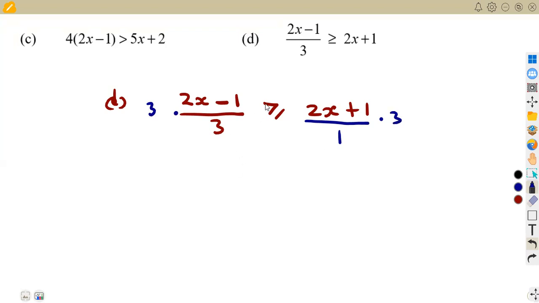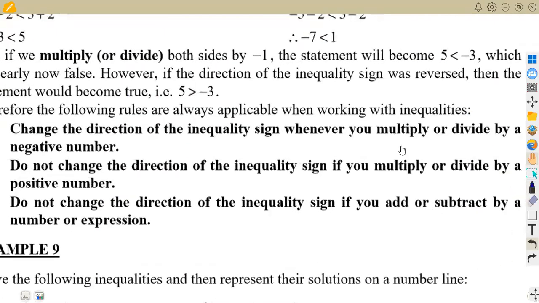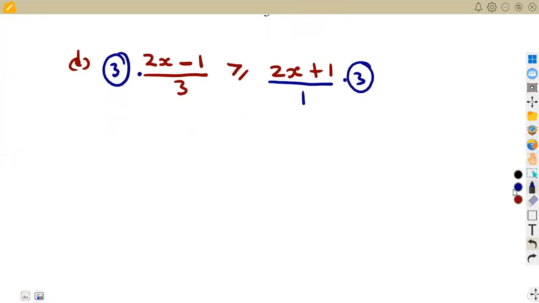What am I doing, guys? This is what I need you to understand at this stage. Be careful at this stage. It's only that here it's a positive, so you do not see the effect. But you have to consider what you are multiplying with. Is it a negative number or a positive? Because we said multiplying or dividing by a negative number, the inequality sign has to change direction. But in this case, it's a positive, so that's why it's something you might not see.